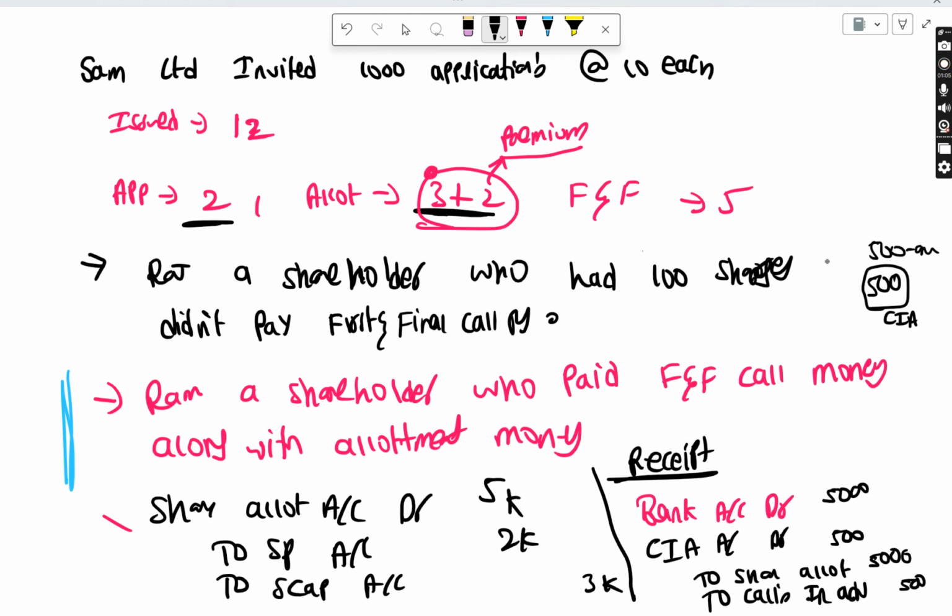Now if you see in bank account, in total we are supposed to receive 1,000 shares into 5 rupees, so 5,000. But what happened here? Ram paid 100 into 5 rupees, 500 rupees extra, so you add it, it becomes 5,500. Then Raj paid the allotment money, right? Why will it be 5,000 only?